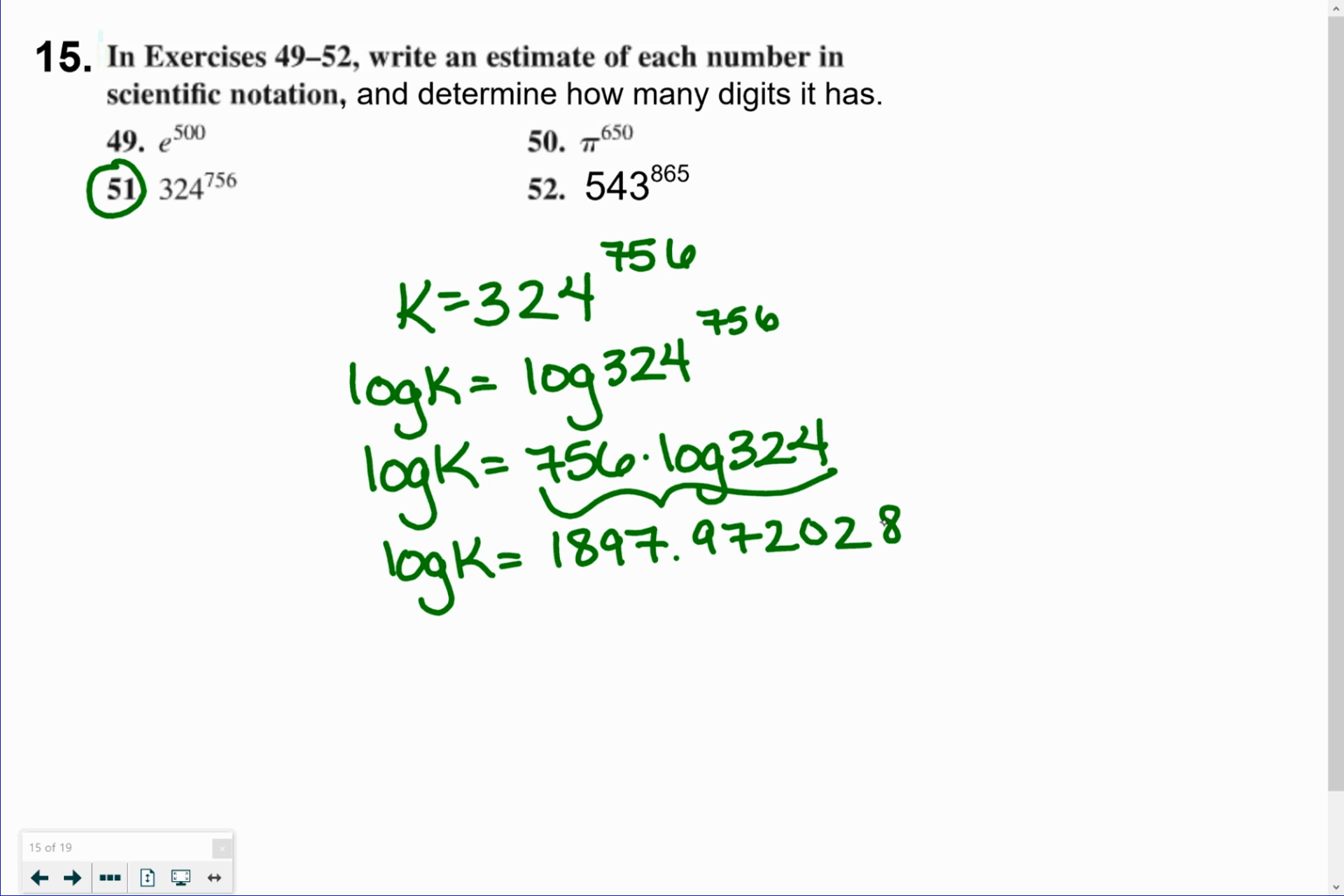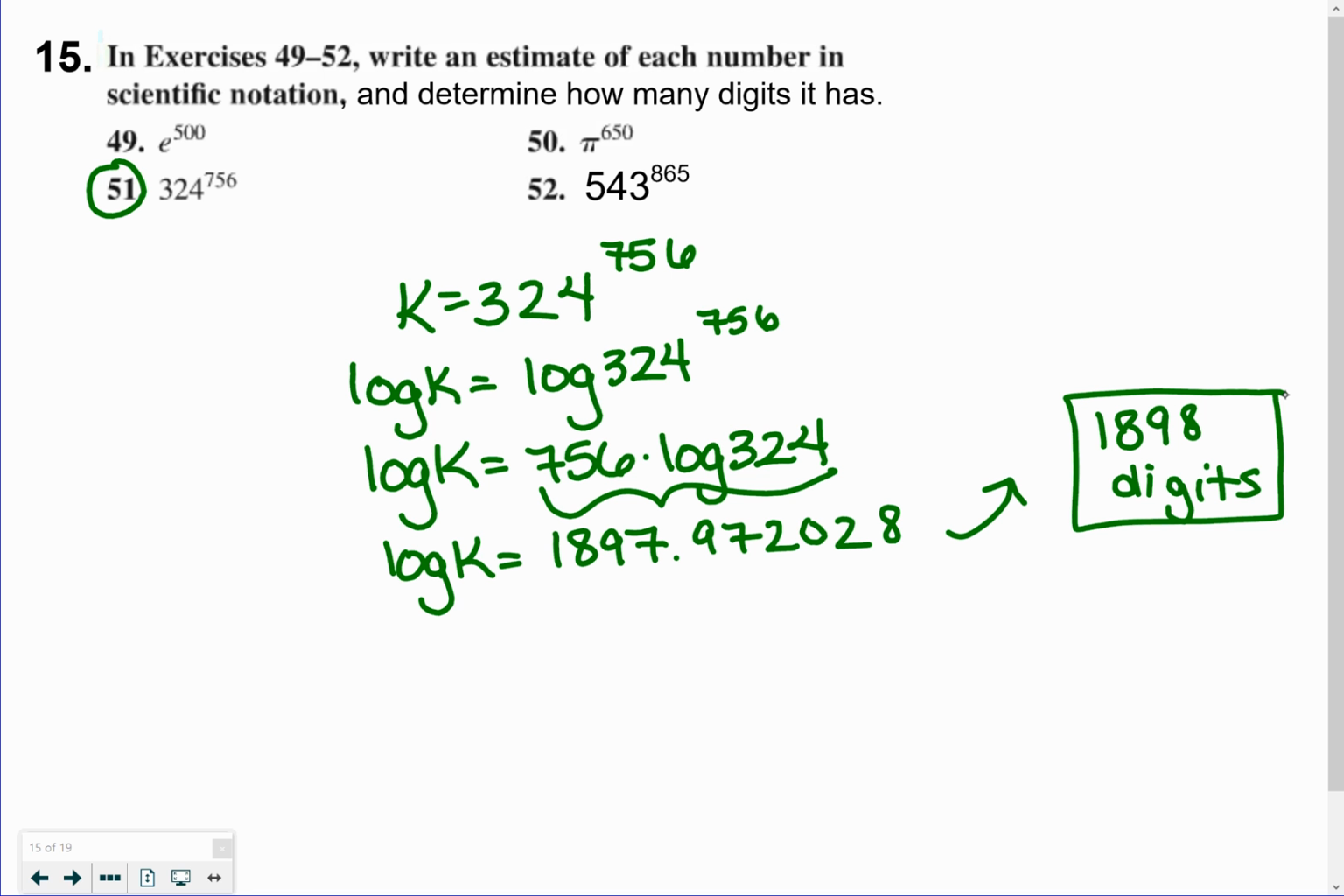1897.972028, you should get. Do you remember what you do with that number to figure out how many digits our number has? How do we round it? Which way do we round, up or down? Round up. If I round up, this number has 1898 digits. Okay, so that answers the first part of the question: how many digits are there?